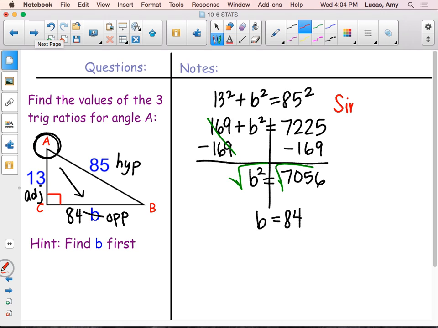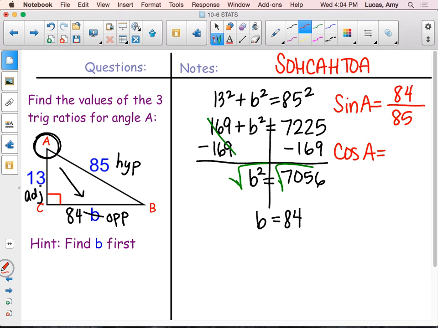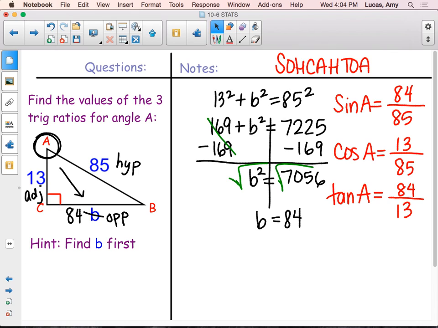So sine A, SOHCAHTOA, sine is opposite over hypotenuse. So 84 over 85. Cosine A is adjacent over hypotenuse. So 13 over 85. And tangent A is opposite over adjacent. 84 over 13. And none of those reduce.